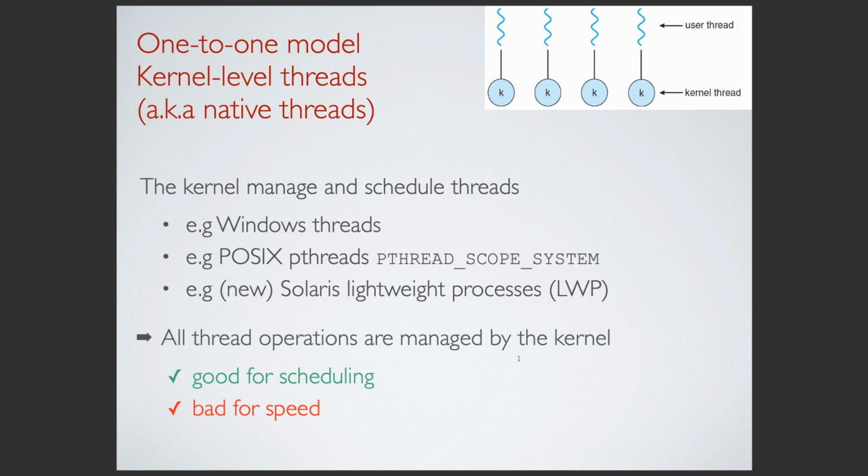On Windows, it's called threads. On Unix systems, actually Mac, Linux, and so on, it's called pthread. There are different pthreads. There are pthreads scope system, and there's pthread user mode. And then Solaris as well. Solaris are a big Unix server. In that case, operations are managed by the kernel, which is good for scheduling, but it's bad for speed because now everything has to go to the kernel. So it's still faster than a process, but there's still a little bit of overhead.